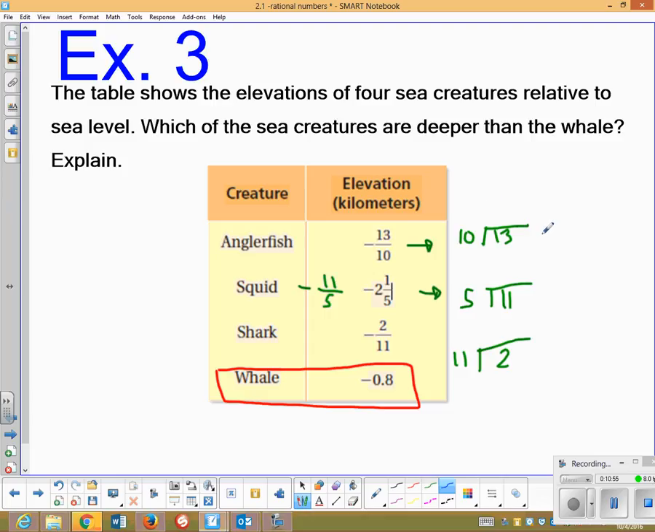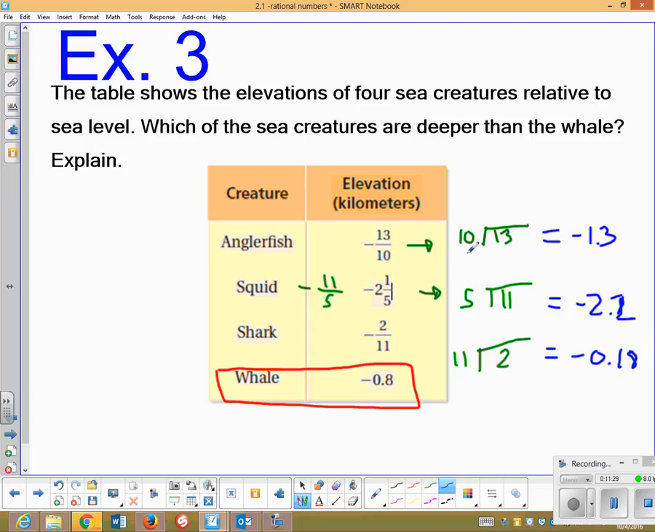to some of these. So if I divide 13 by 10, I'm going to get negative 1.3 because this was a negative. And then for 11 over 5, I'm going to get negative 2.2. And all I'm doing to get these answers is top goes in, bottom goes out, just like we did in our other examples. For this one, 2 over 11 is going to be negative 0.18.